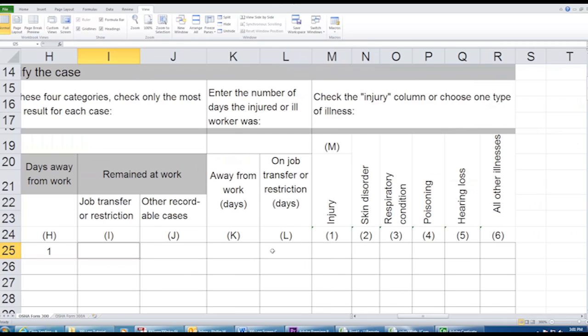In the next block, you enter either the days away from work or if there was a transfer. Even if there was a transfer or a restriction in the previous section, you still only mark the most serious result. So you may only mark days away from work, and then you enter the number of days away. But if there was a restriction in addition to that, you would still mark the number of days away even if you didn't mark that in the previous section because it's still the most serious result. Conversely, if you had marked job transfer or restriction in the previous section and here you record it as days away from work, you would have marked the wrong section.